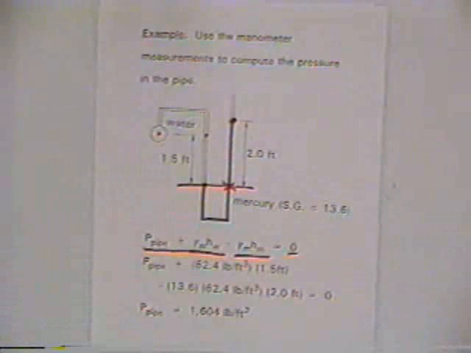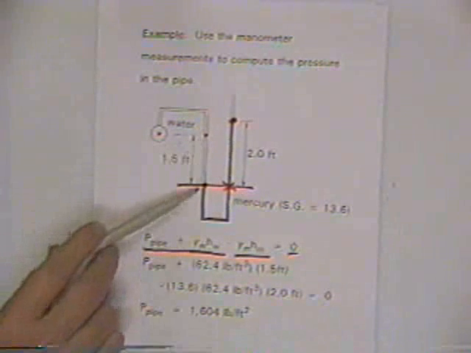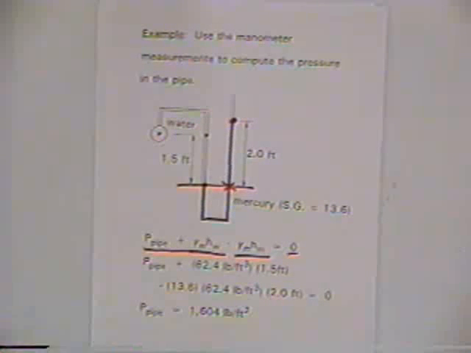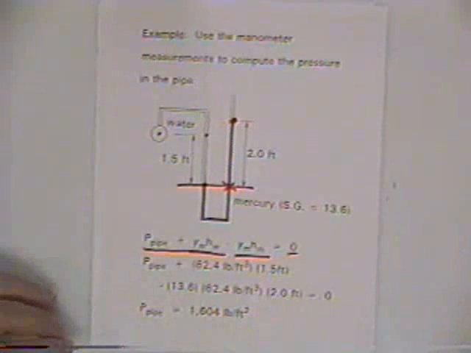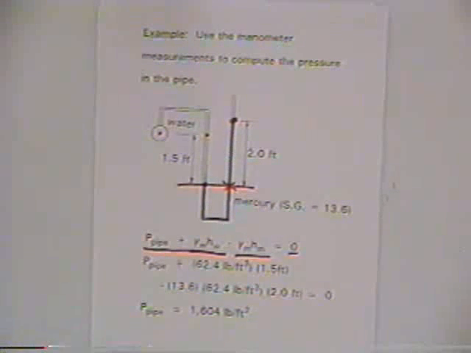And so we've just written an equation all the way through the system here, and we can start at any point and go to any other point and write such an equation regardless of the configuration. The only actual unknown is the pressure in the pipe, because we know the 0 at one end, and then we know all of the different vertical heads for the different liquids that can be involved in the problem. And so we just plug in the unit weights and the vertical differences in elevation and run the numbers out, and we get that the pressure in the pipe is 1,604 pounds per square foot.